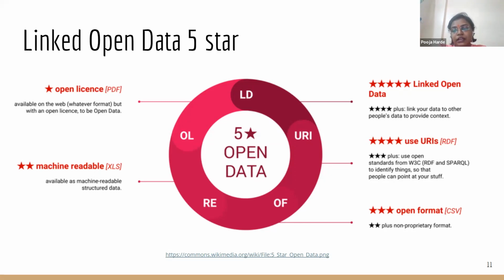Now after that, the data must be provided in a non-proprietary format. Non-proprietary format is nothing but where no one is having their own standard. The standards are open to each and everyone, like CSV or text files or PNG images. So with the 2 stars, open license and machine readable, it should also be available in an open format. Now, if these 3 stars are there, there are 2 more stars that are required to see whether our linked open data is 5 star or not.